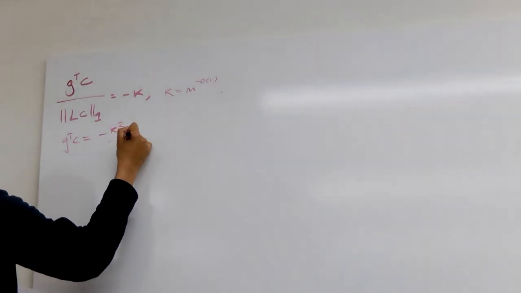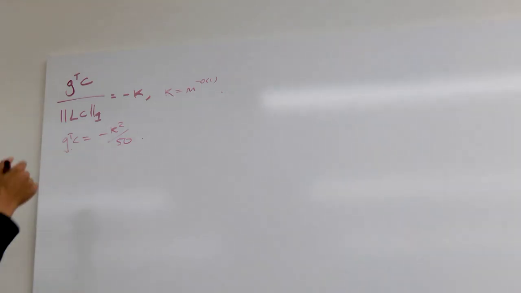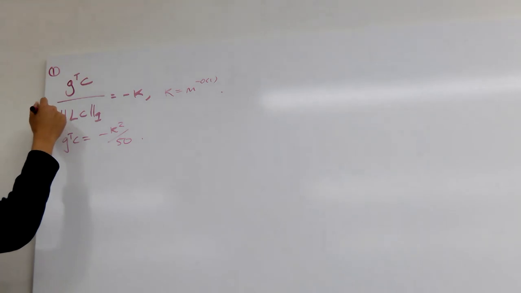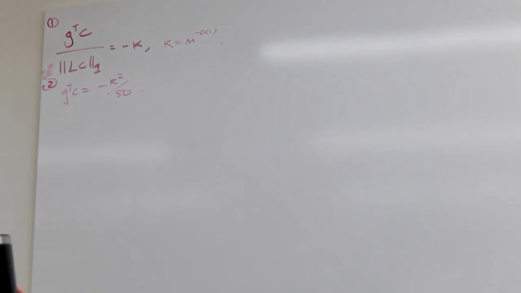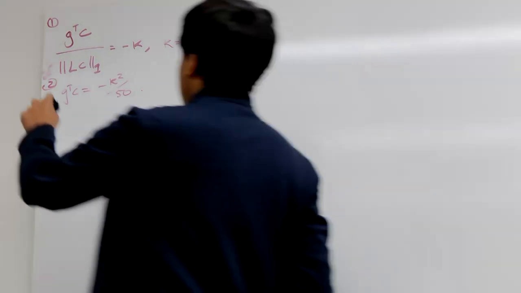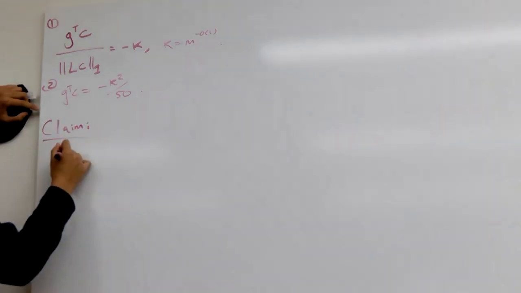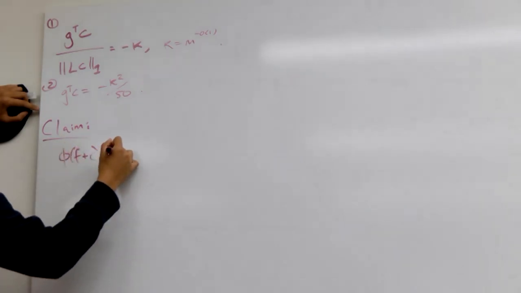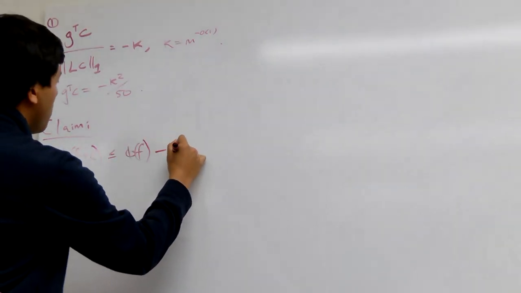And let's say that G transpose C is also like negative kappa squared over 50. You can always scale C, since this is scale invariant, so that this property is true. So the main claim to show is that phi of f plus c is at most phi of f minus omega of kappa squared, and that's sufficient. That's what we want to show.